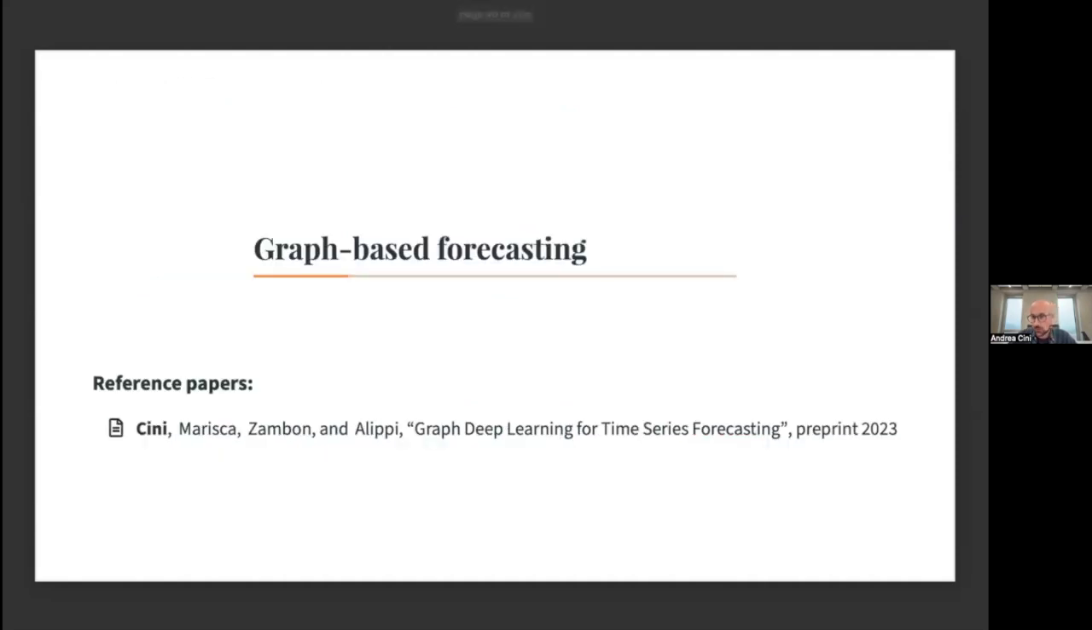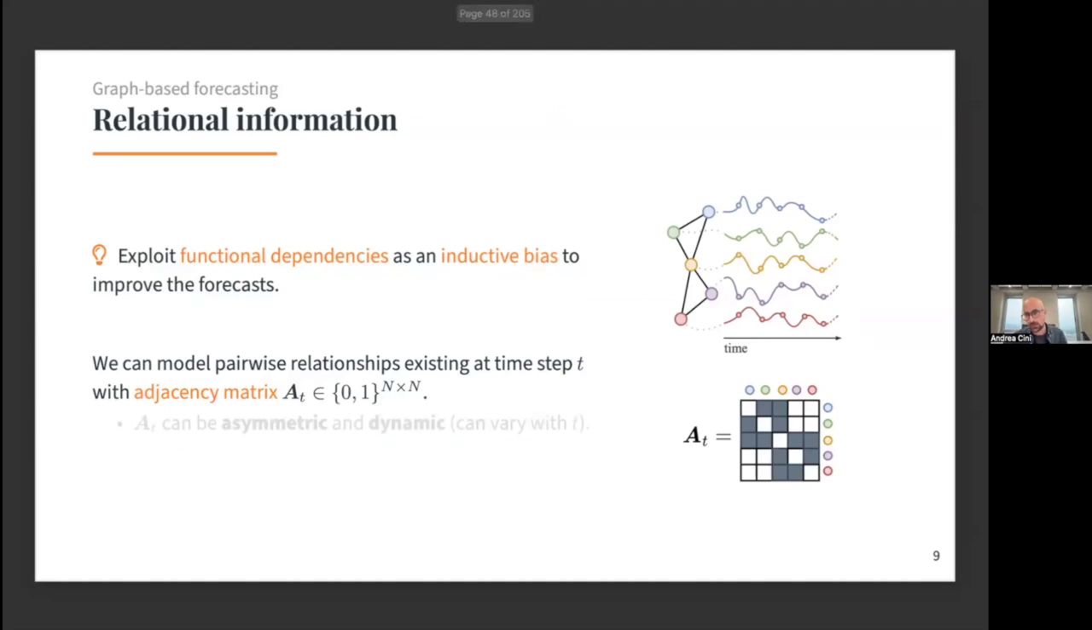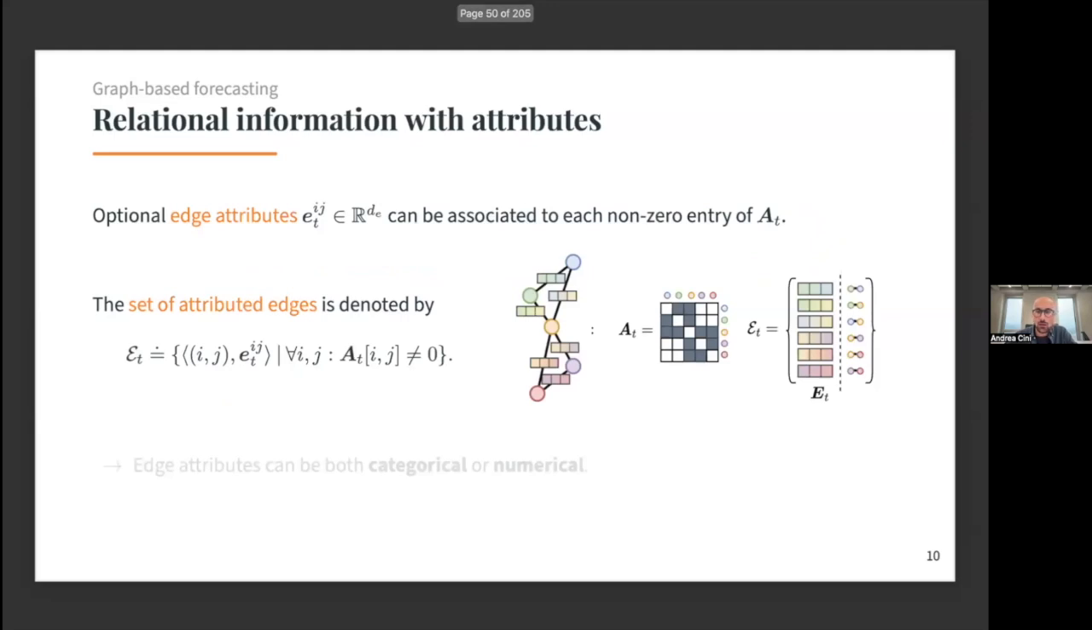Now we can start talking about our graph-based methods. All of you are familiar with the idea: to exploit a graph-based representation to encode the dependencies that might exist among the time series and use these dependencies as an inductive bias to improve our forecast. These dependencies will be encoded in a graph adjacency matrix, which can be asymmetric and dynamic, depending on the problem. Associated with each entry of the adjacency matrix, we might also have edge attributes, which can be both categorical and numerical, again depending on the target application.